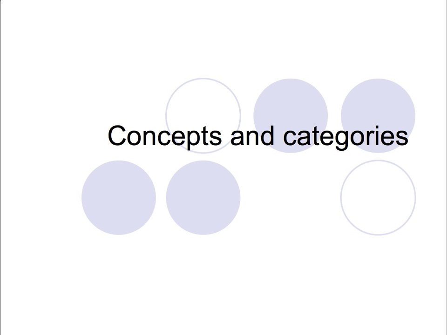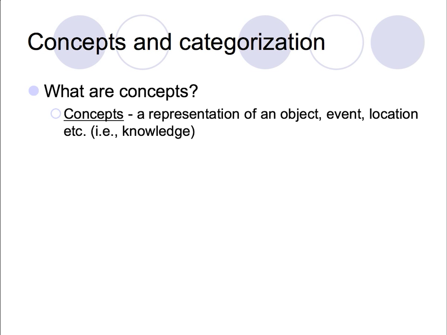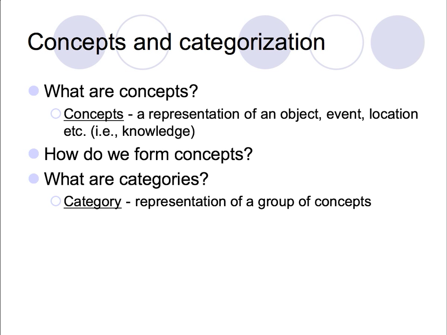This lecture is about concepts and categories, how we develop them, and how they are maintained in the brain. The idea of what concepts and categories are is relatively intuitive. Concepts are ideas, facts, knowledge. Categories are groups of concepts. Concepts are representations of objects, events, locations, etc. There are many ways to form them, and we're going to look at what we think is the most likely way they're formed, and the possible order of ways they might be formed if multiple ways are used.